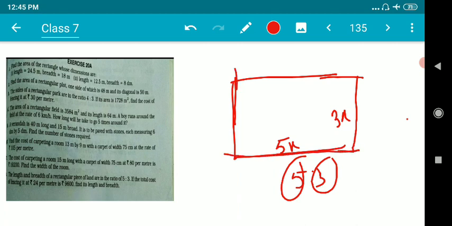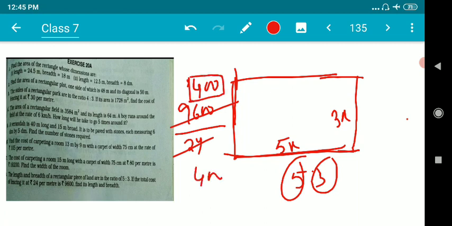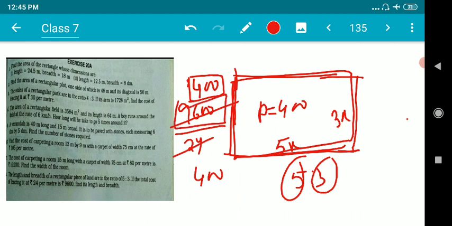Its total cost is 9,600. If the total cost of fencing is 9,600 and 1 meter costs rupees 24, then just by simply dividing, we can get the perimeter. 4 4s are 16, 4 2s are 8, 1, 9, so 4 24s are 400. 400 meter is the perimeter of this rectangular plot. How did I get it, children? Just by dividing 9,600 with 24, we got the perimeter.